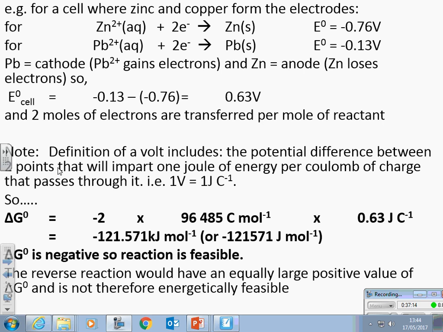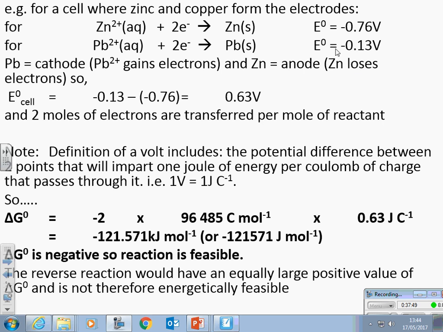So if you've got a cell, oh, I like that. For a cell where zinc and copper form the electrodes, can you spot the mistake? Yeah, I've put lead in. The reason was my original idea was to do zinc and copper, and then I realised that was the one in the assignment. So it should at the top say, for a cell where zinc and lead form the electrodes, we've got these two. I should have done those as equilibria, shouldn't I, really? Right, we've got a zinc and a lead equilibrium.